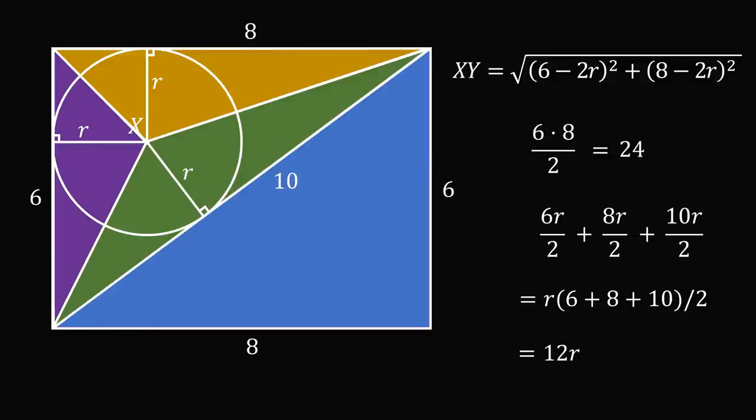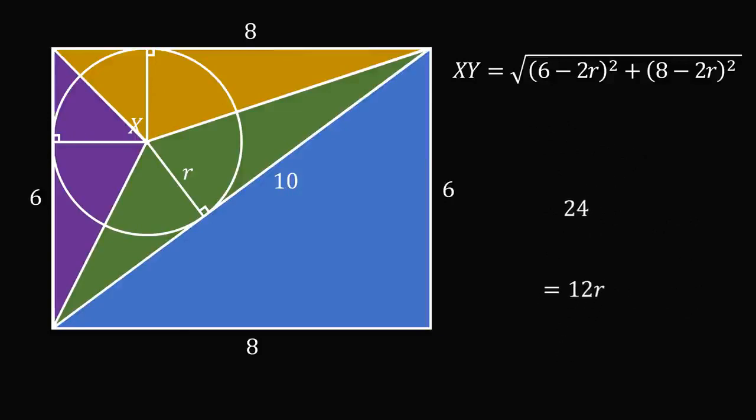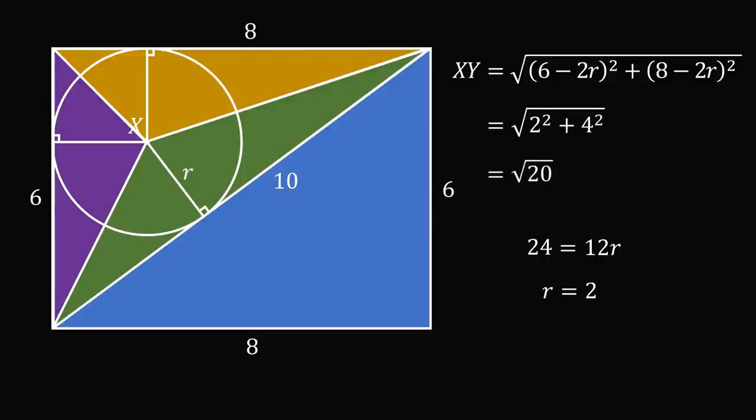This is also equal to half the area of the rectangle. Thus, we have 12r is equal to 24. We divide both sides of the equation by 12 to get that r is equal to 2. We now substitute in for our formula for xy. This means xy is equal to the square root of 2 squared plus 4 squared, and that's equal to the square root of 20, which is approximately equal to 4.472. And that's the answer.